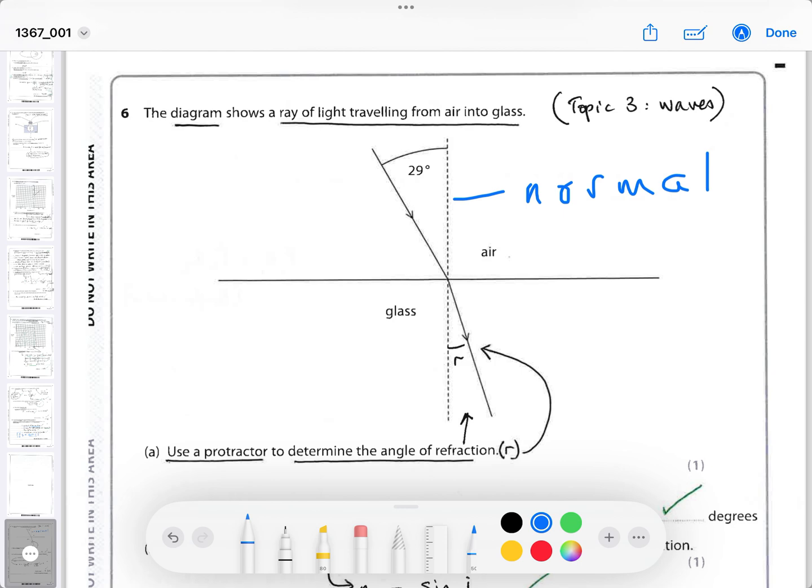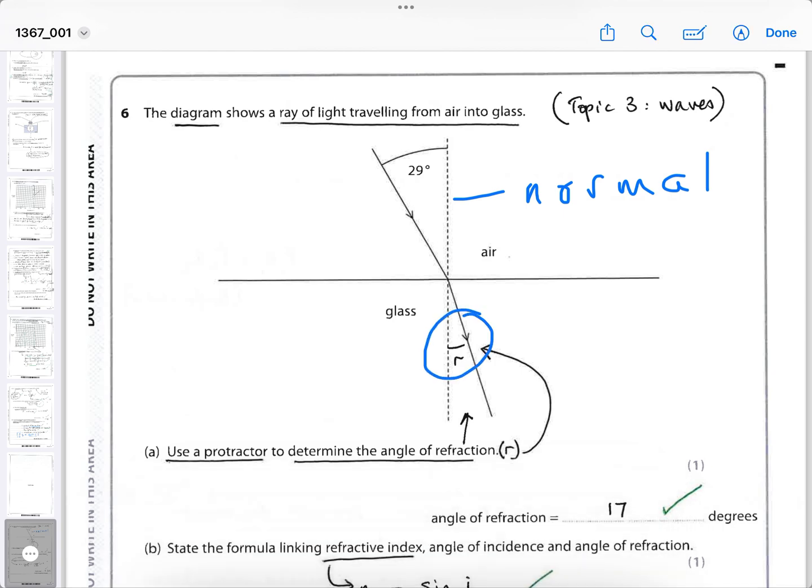Okay, so be warned, they will trick you sometimes. So you've got to measure this angle. Yeah? And I was surprised that many students couldn't measure it. So you do need to bring a protractor in to the exam with you.